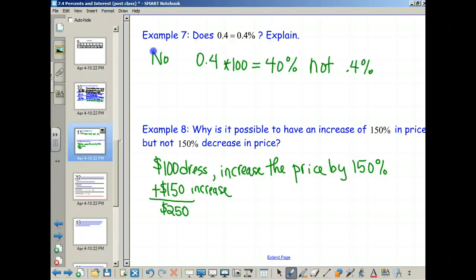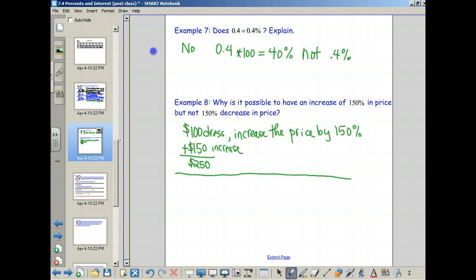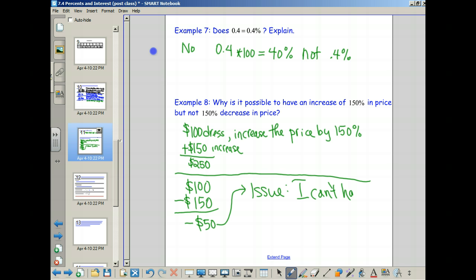So that's great. I could definitely increase the price 150%. I just did it. Why can't I decrease it by 150%? They would pay me to take the dress, and then they would go out of business, wouldn't they? Yes, that would not be good. So if I tried to do the same thing, to do a decrease, I could literally do the same thing, right? I could take my $100 dress, and I would decrease it by 150%. I would end up with a negative dollar amount. And the issue is, of course, I can't have a negative cost for the product.